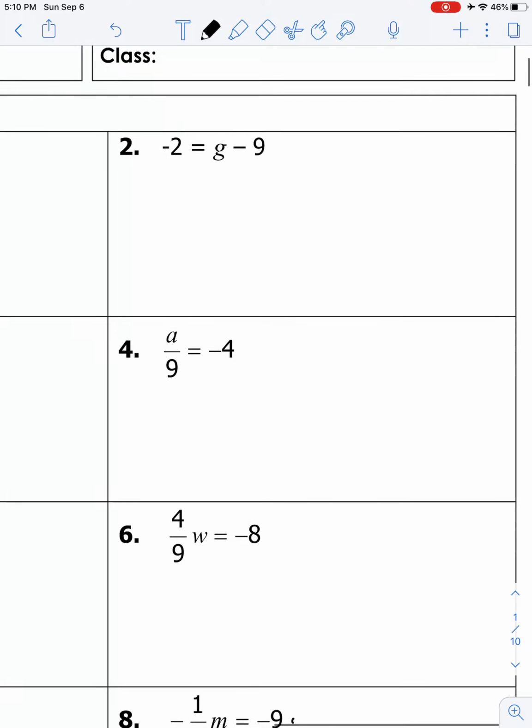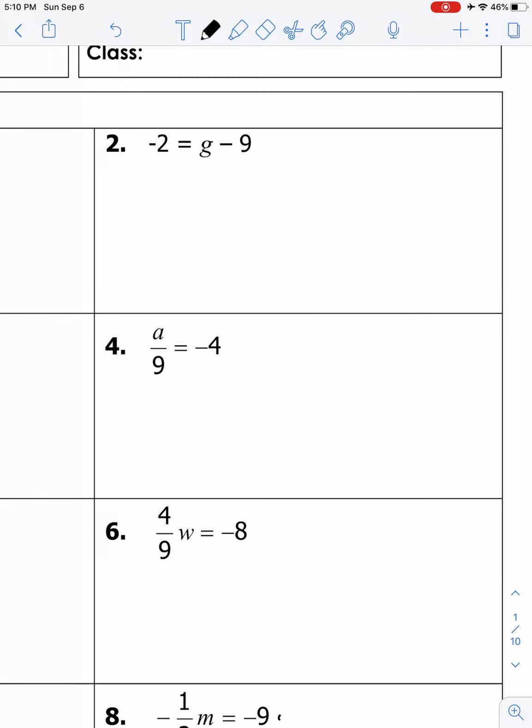Going to number 2. We have negative 2 equals g minus 9. We're going to solve for the g. We have a negative 9 that we have to move to the other side. How do you move it to the other side? Well, you do the opposite. So we're going to add 9 to the other side. And that cancels out, giving me 7 equals g.